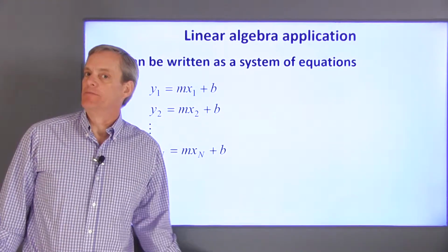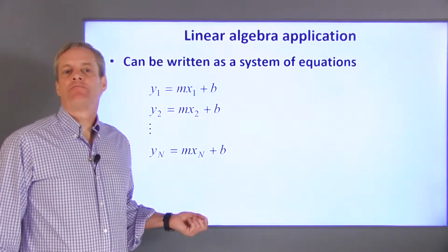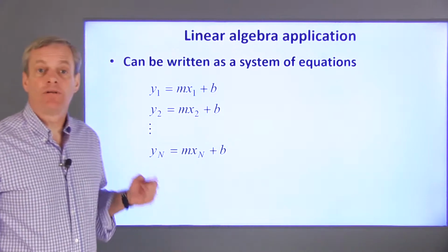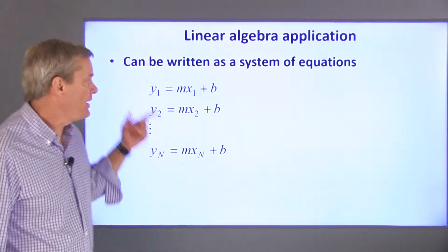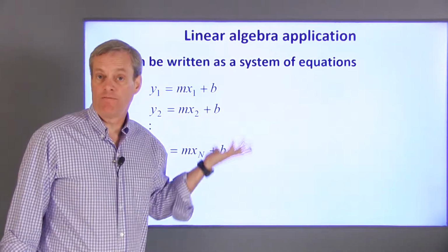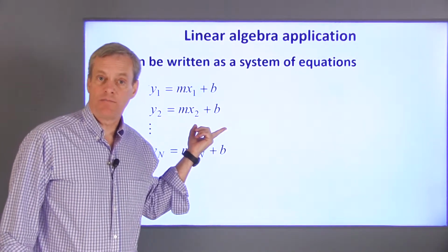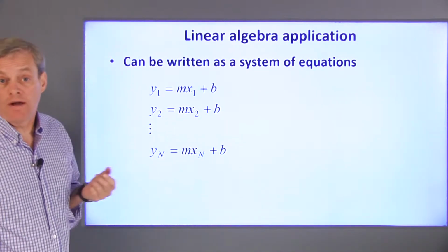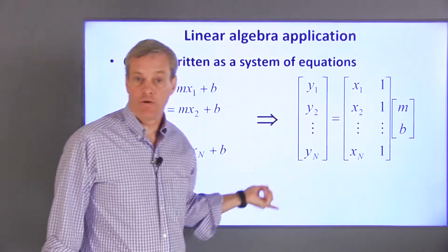Now I'll talk a little bit about using MATLAB to do this process. Remember that we have a bunch of pairs of XY data. If we plug each of these pairs of values into the equation of the straight line, we get y1 is equal to m times x1 plus b for the first pair of data points, y2 is equal to m times x2 plus b for the second pair, and so on. This set of equations can be written in matrix form as shown here.